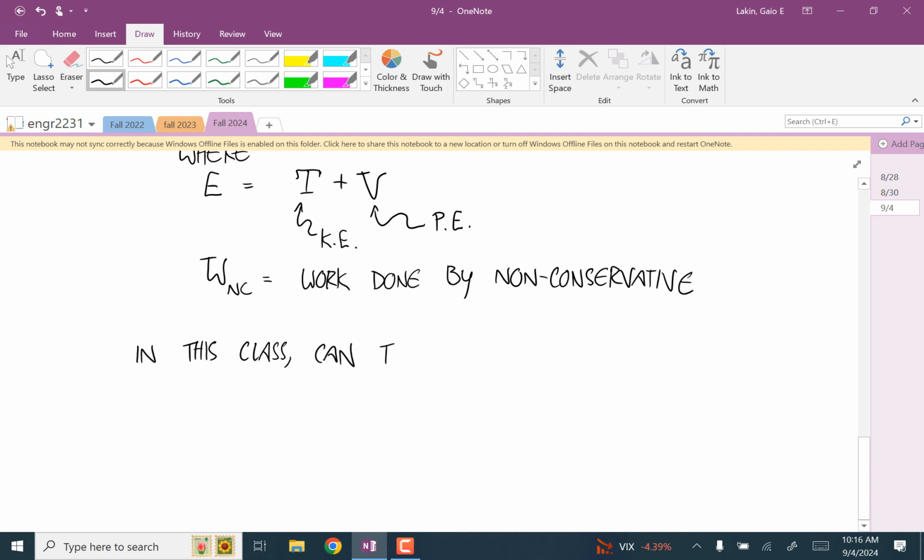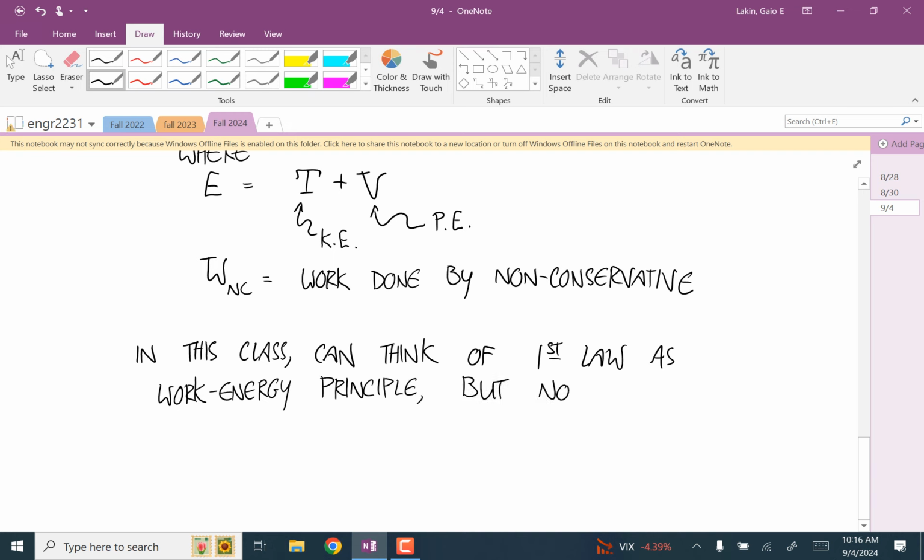In this class, you can think of the first law as the work energy principle. But now it's including thermal energy. The work energy principle and the conservation of mechanical energy only work if there's no significant exchange of thermal energy. Now we can deal with it.